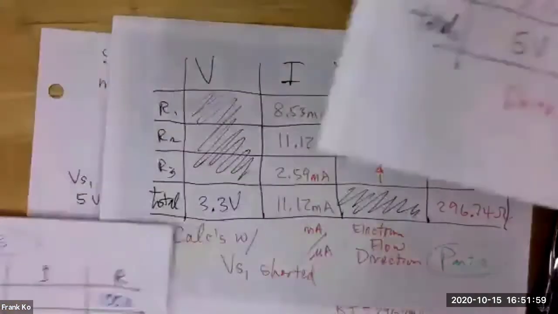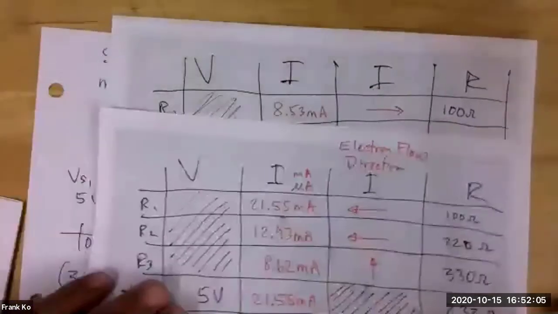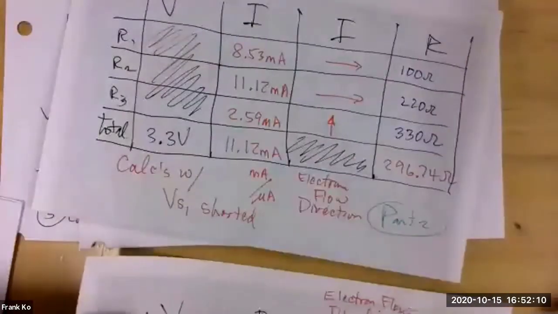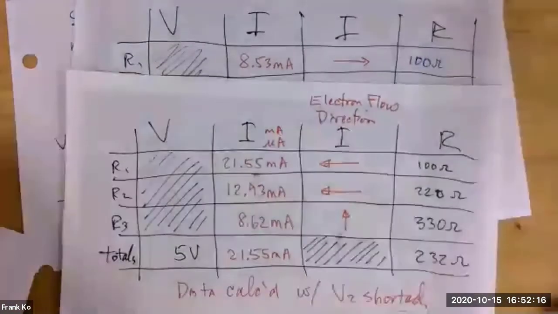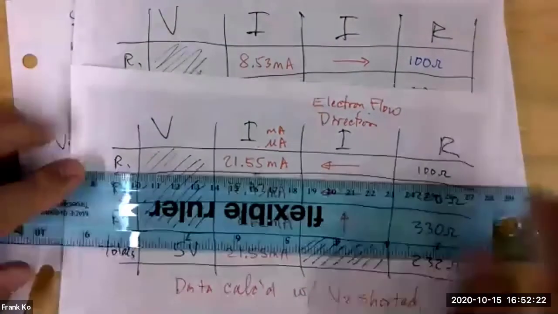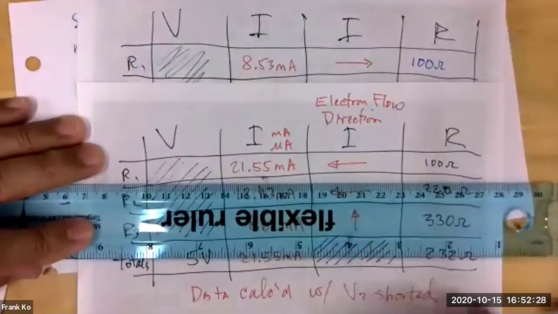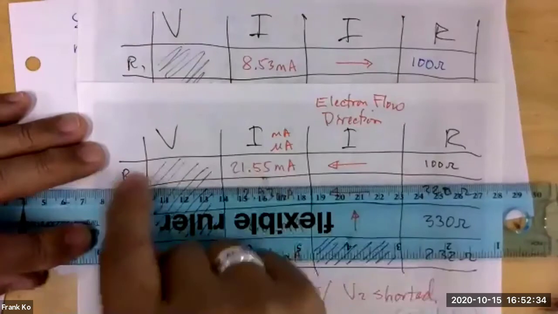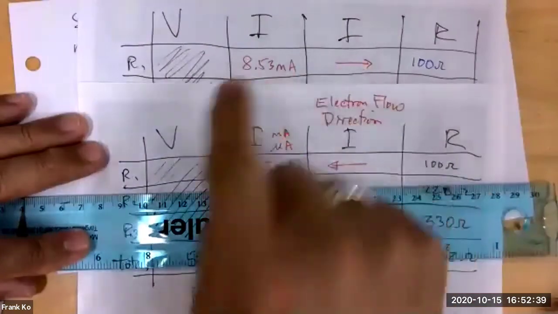All right, let me show you how we're going to do this. Let's take a look at our information from part 1 and part 2, and let's do these one resistor at a time. Part 1's paper is on top, part 2's paper is on the bottom. Let's just analyze what happens with R1. If we look only at R1, in one instance we had this much current flowing to the left through R1. In a separate analysis, we had this much current flowing to the right.